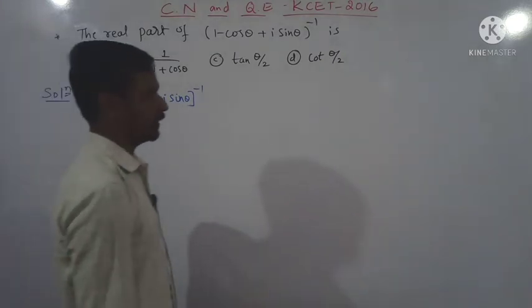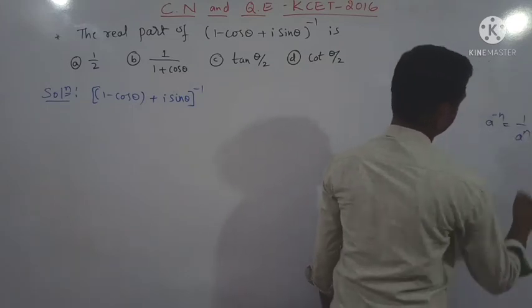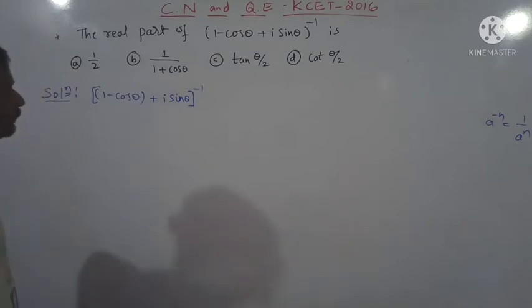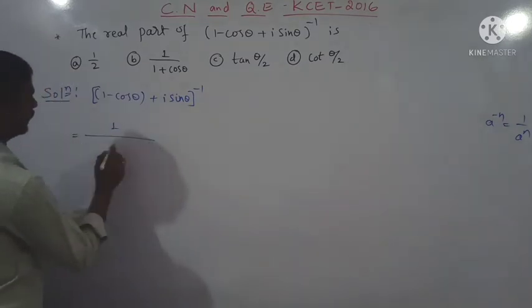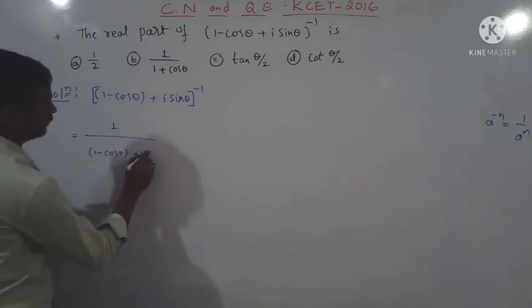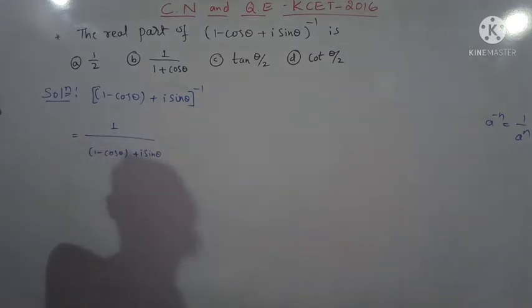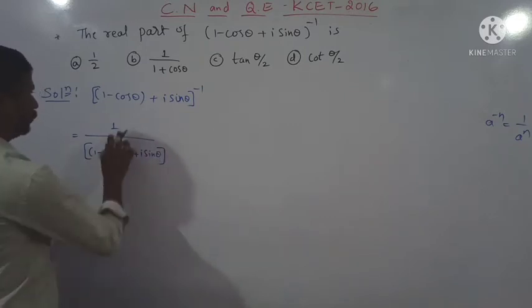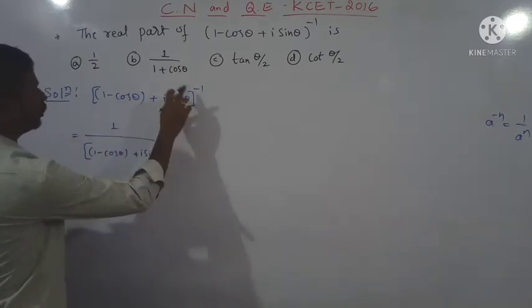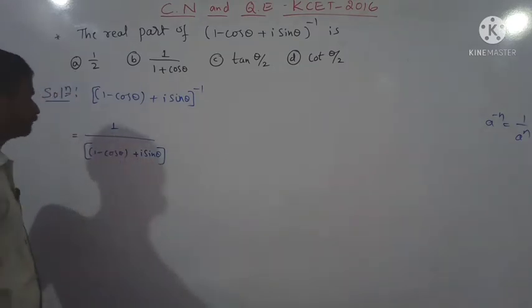You know that a to the power of minus n is equal to 1 divided by a to the power of n. So this I can write as 1 divided by 1 minus cos theta plus I sin theta whole to the power of 1. Minus 1 becomes plus 1, that's all. Here the whole to the power of 1 is there, it is not written. So 1 minus cos theta plus I sin theta whole to the power of -1 becomes 1 divided by 1 minus cos theta plus I sin theta.